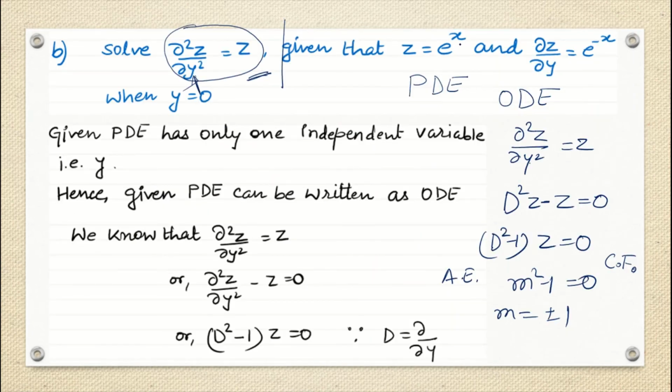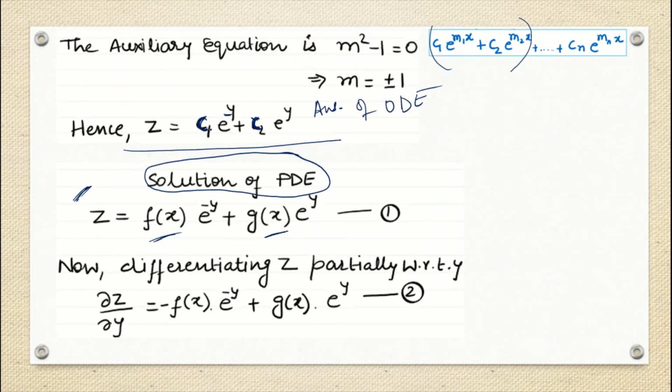We write down the condition given to us. Here it is written that z is e raised to x, and del by del y of z is e raised to minus x, when y is 0. That means if y is 0, z is given, and del by del y of z is given. Since del by del y of z is given, we will further find the partial derivative with respect to y also.